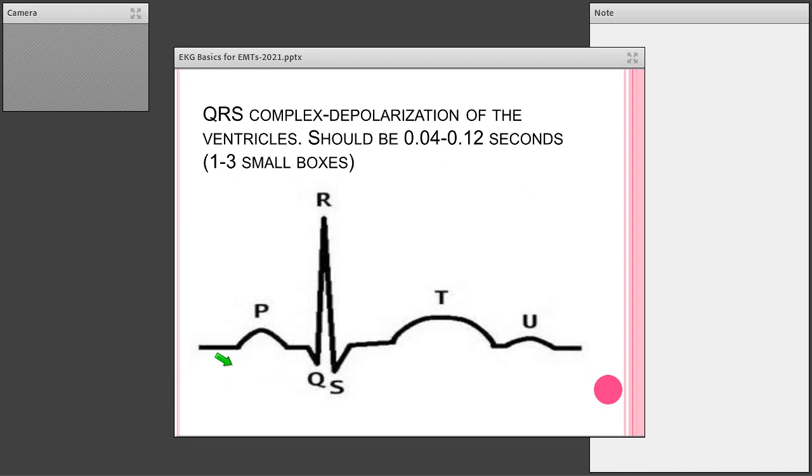The QRS complex is a representation of the ventricles depolarizing. So the electricity has gone through the SA node, AV node, bundle of His, bundle branches, and the Purkinje fibers are now depolarizing, causing the ventricles to contract. And that is this complex right here, the QRS. And if we had our paper in the background, it should be 1 to 3 small boxes. So it should be fairly narrow in size.